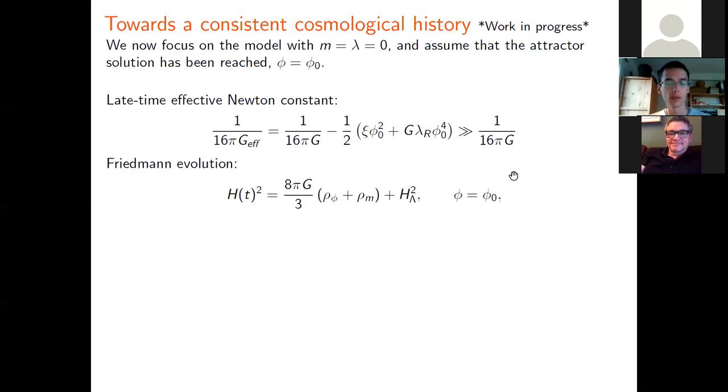Then, as I told you, we are looking at cosmological evolution. So for simplicity, I look at the Friedmann equation. This term here accounts for vacuum energy generated by quantum fluctuations. So it's very large, maybe Planckian. Here is the negative energy density of the scalar field. And here is some additional matter content. And I assume that the attractor solution has been reached.